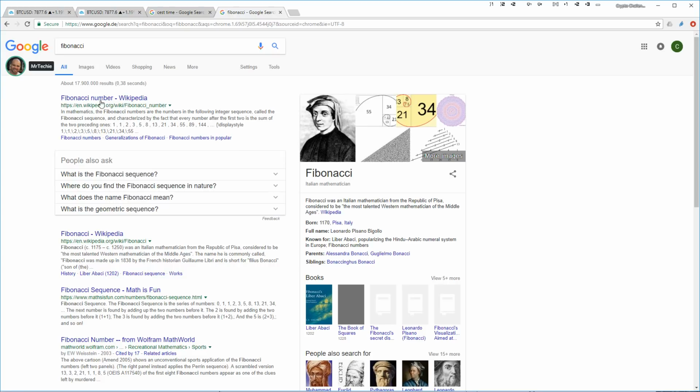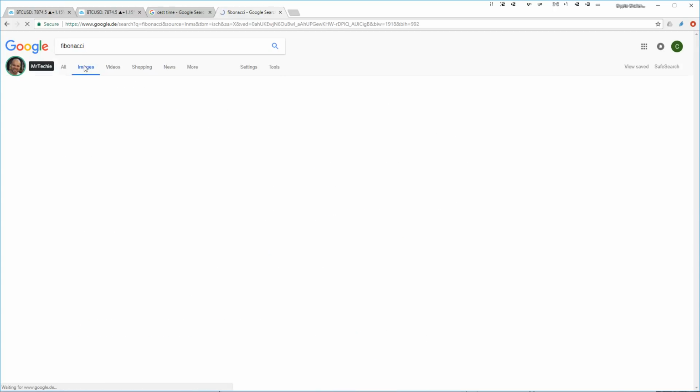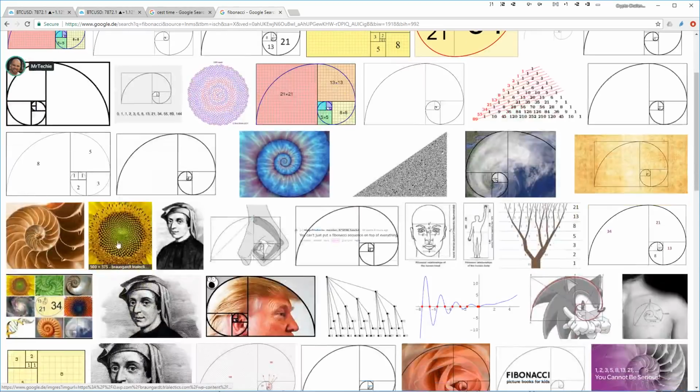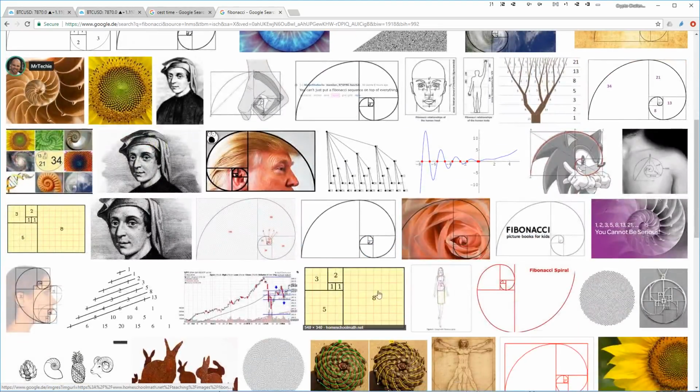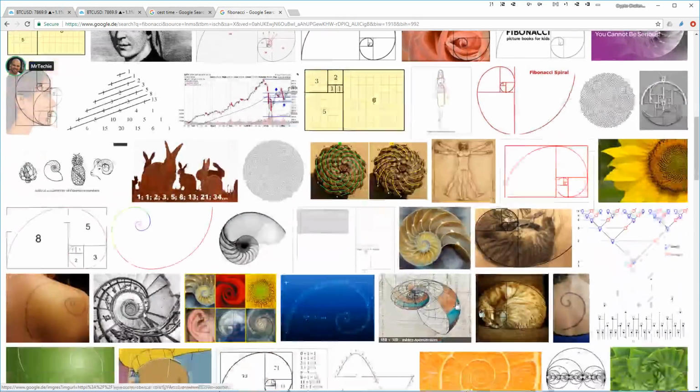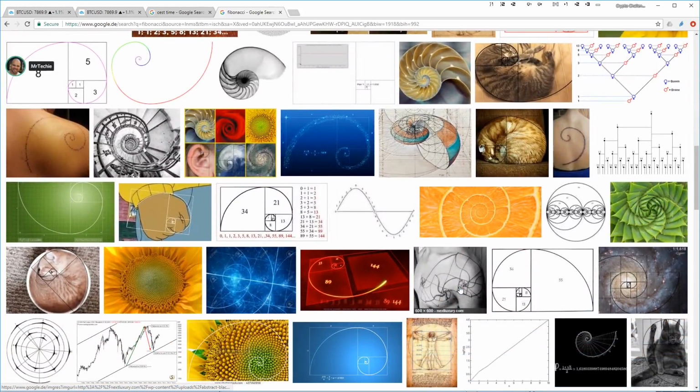And essentially, he discovered a pattern within numbers, and this pattern within numbers can be found everywhere. What do I mean by everywhere? I mean, you can find it everywhere. You can look into seashells. You can look into flowers. You can look at Sonic. You can look at so many things that exist within nature, as well as man-made objects that actually have the Fibonacci sequence of numbers within it.